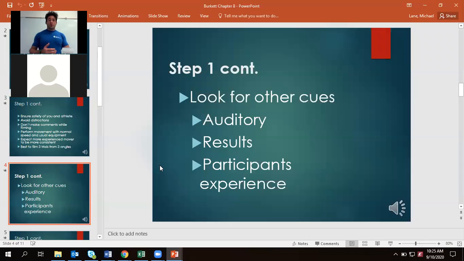So we're going to be looking for other cues than just visual. We're going to be looking for auditory cues. We're obviously going to be looking for the result. You can have less than great mechanics and still hit the strike zone, still bowl a strike, still be effective.